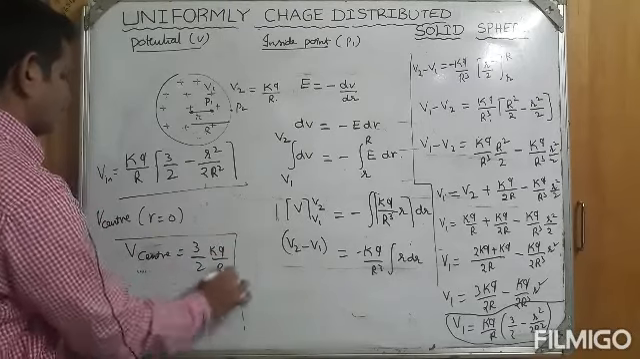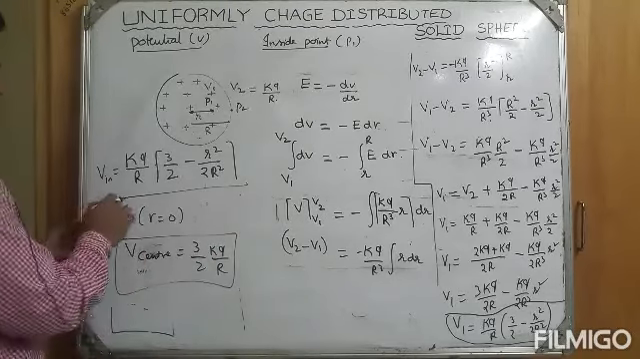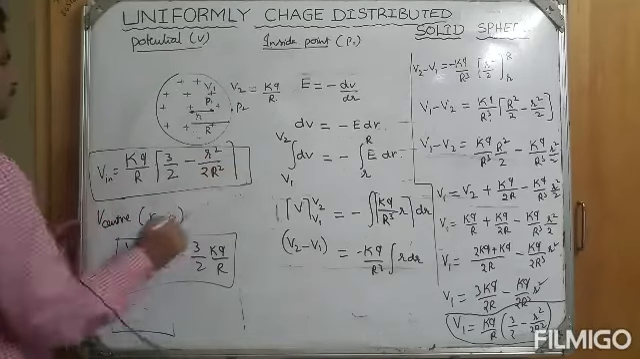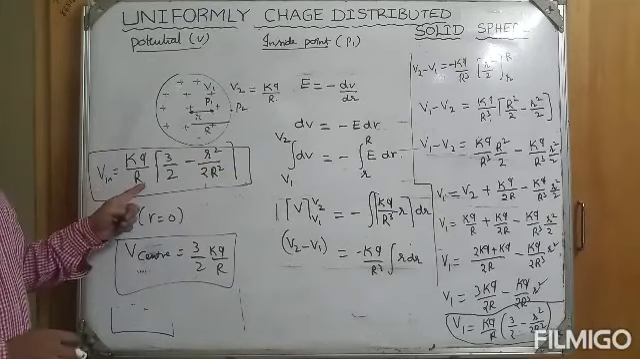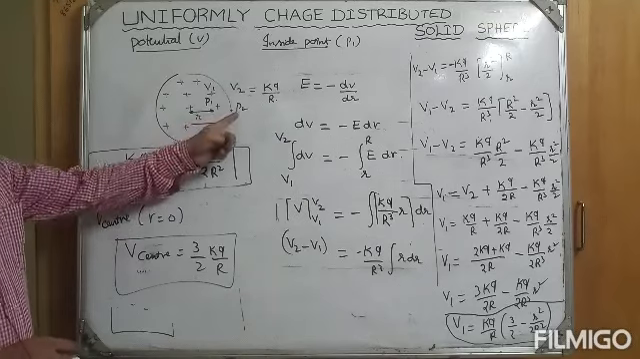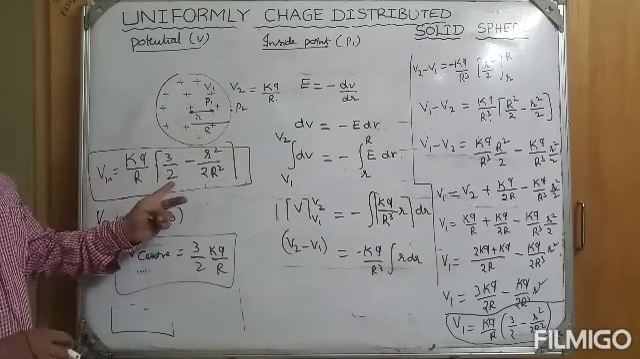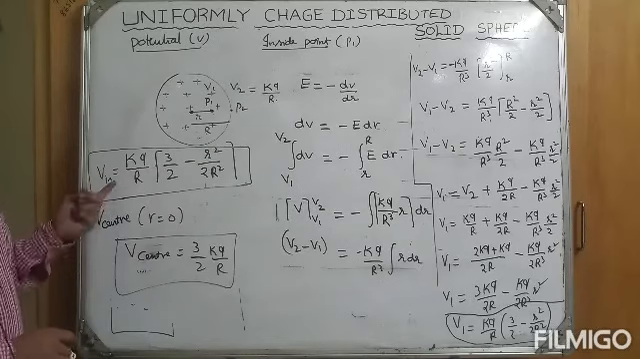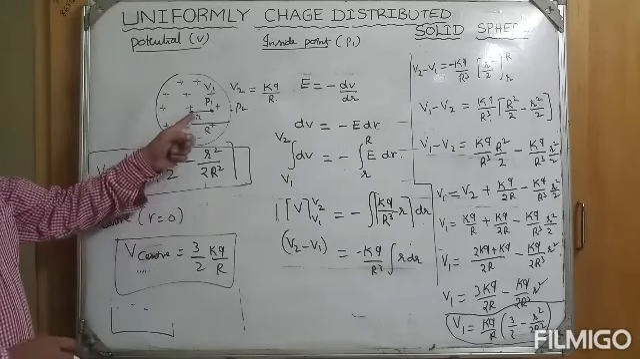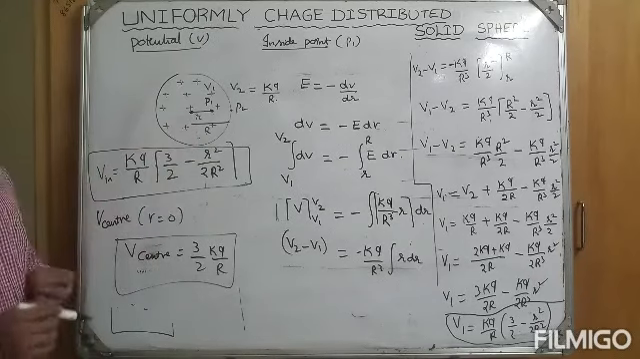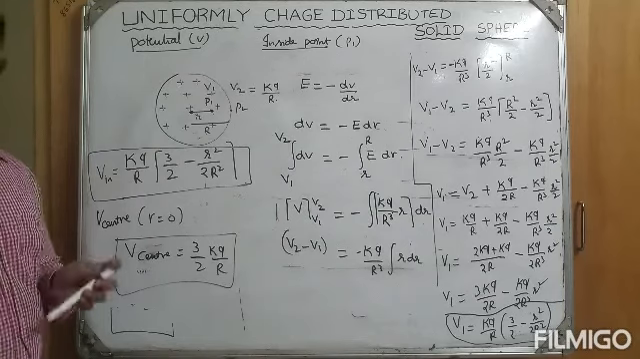That is important. If a uniformly charged distributed solid sphere, the potential will be kq by r, like potential on the surface, into 3 by 2 minus r square by 2r square. If it is at center, meaning small r is equal to 0, you will get 3 by 2 kq by r. I think you can understand.